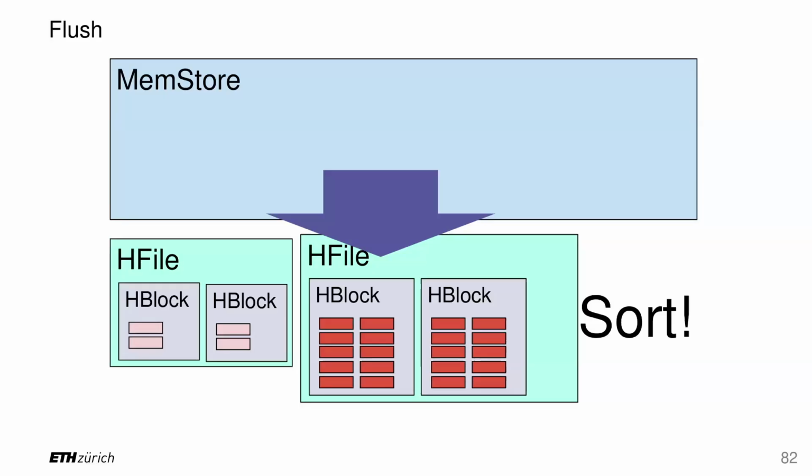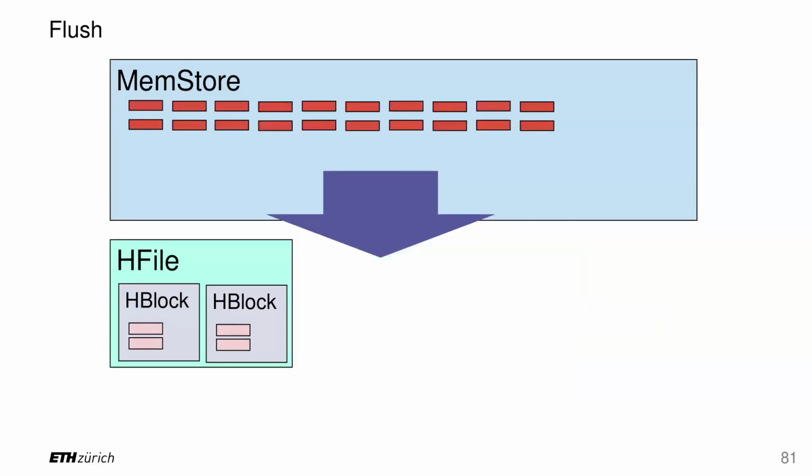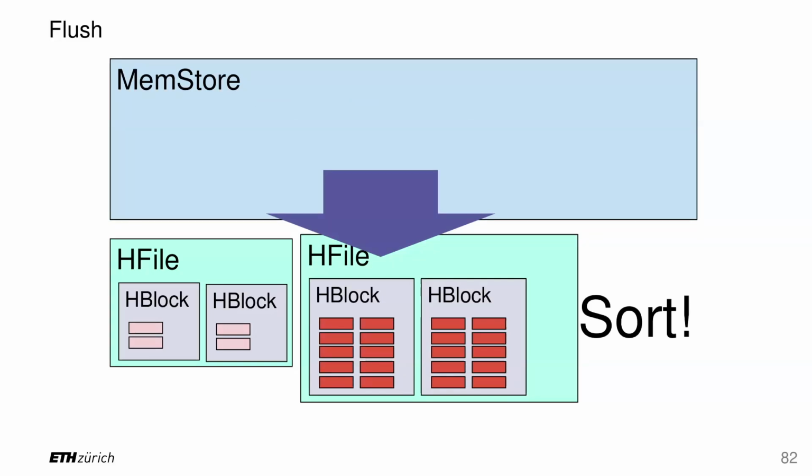That means that these key values that we have in the memory need to be sorted because the H file has to sort them, right? So we sort all of these key values in memory, and write them in the order of the sort, nicely divided in H blocks, right? 64 kilobytes, building also the index and so on. And then I have a new H file that contains all of the key values that just freshly come from the memory. Okay? For whom is that clear? So this is called flushing, right? The memory is full, we flush it to disk.